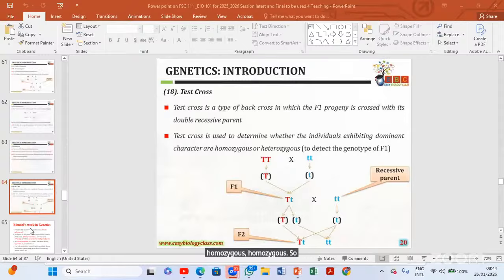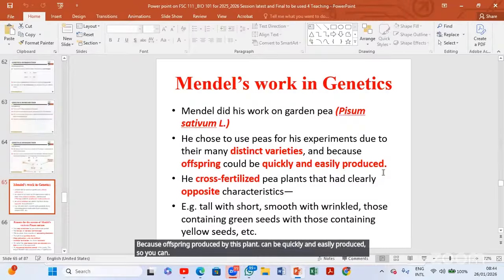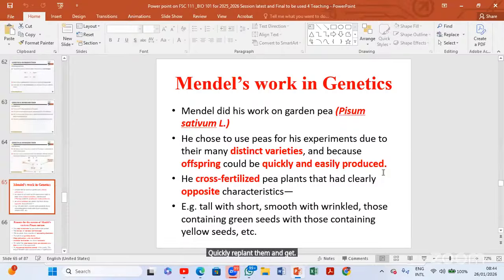So these are some of the key terms in genetics. Let's go on to the work of Mendel. We mentioned Mendel as the father of genetics, and I told you he carried out his work on garden pea, which is Pisum sativum. Why did he choose Pisum sativum? Because offspring produced by this plant can be quickly and easily produced. So you can quickly replant them and get your result again.